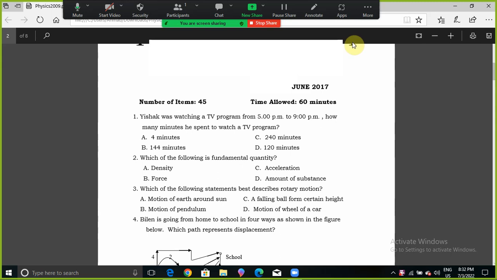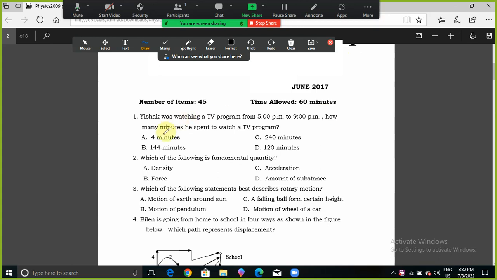I'm Jana Ahmed Abdel Sadiq and today's model is talking about physics. So now let's start with the first question. First of all, the first question says Yeshek was watching a TV program from 5 p.m. to 9 p.m. How many minutes did he spend watching a TV program?